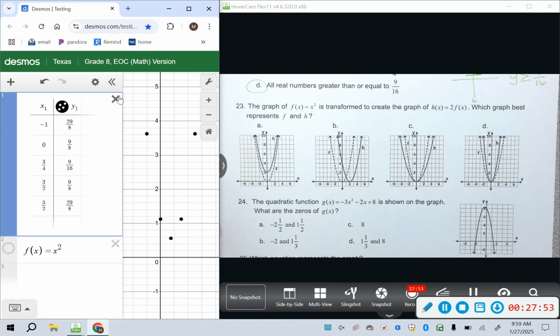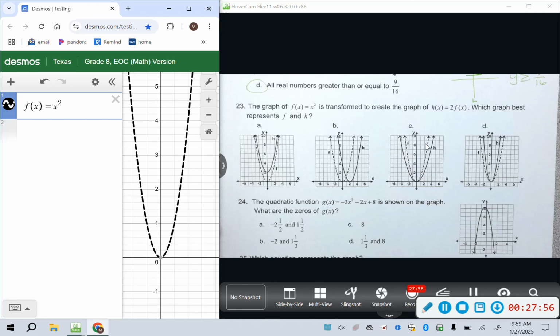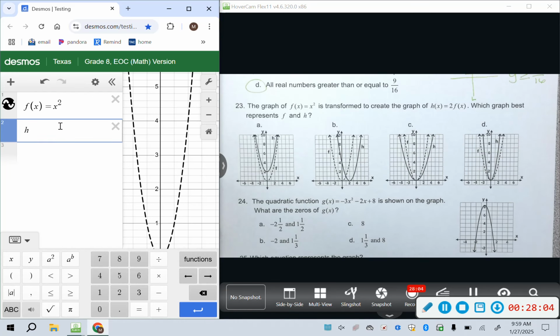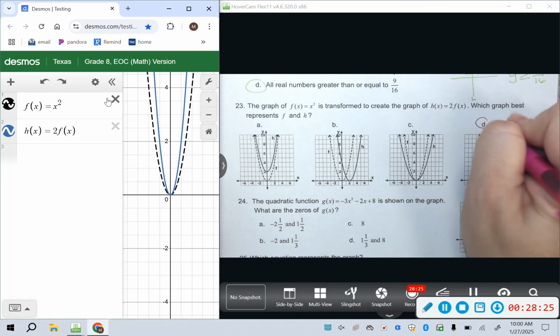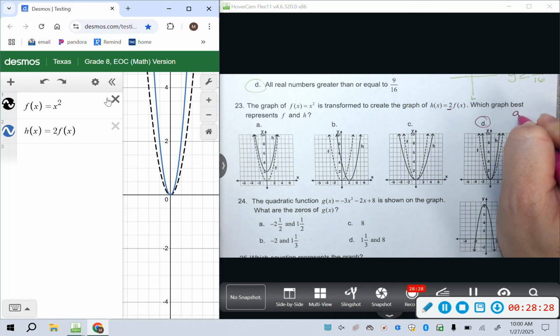23 says, here we're going to graph this. It says the graph of f of x equals x squared. So let's double check. f is the dashed line, so ours will match. And then it says h of x equals 2f of x. So I know that it gets skinnier. Now if I don't have that typed in, it's not going to work, because it's function notation. You have to have that parent function as f of x. So D is my answer. Another thing we can remember is that when A is greater than 1, it's a vertical stretch, which means skinnier.